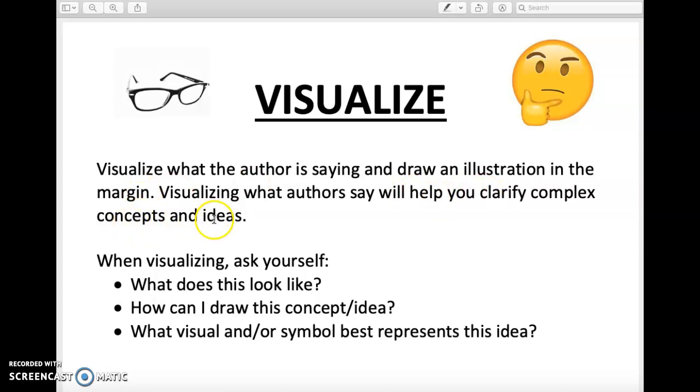When you visualize, here are 3 questions that you can ask yourself. What does this look like? It could be a person, it could be the setting, it could be an event. How can I draw this concept or idea? And lastly, what visual and/or symbol best represents this idea?